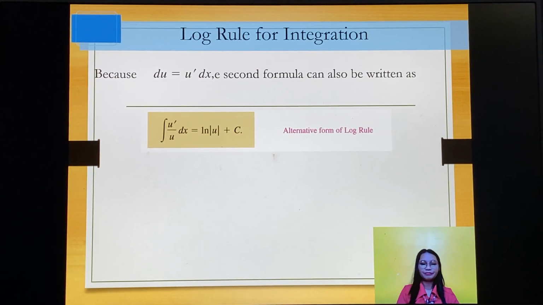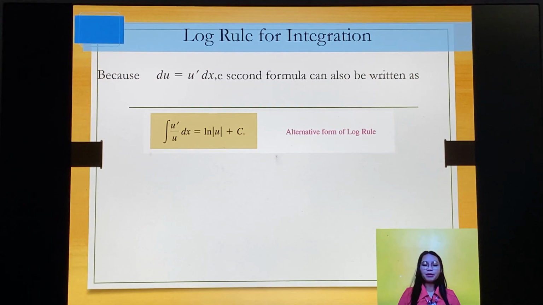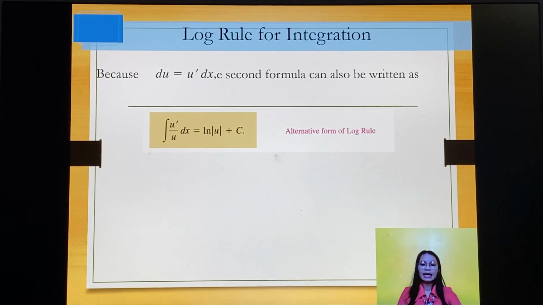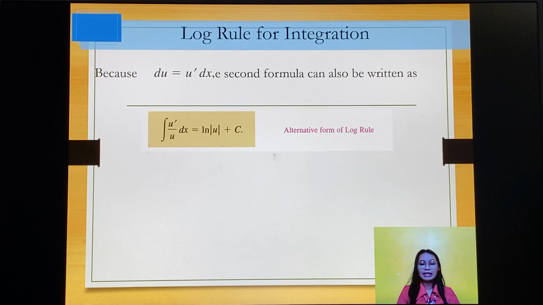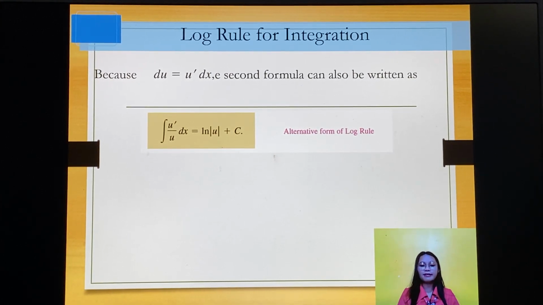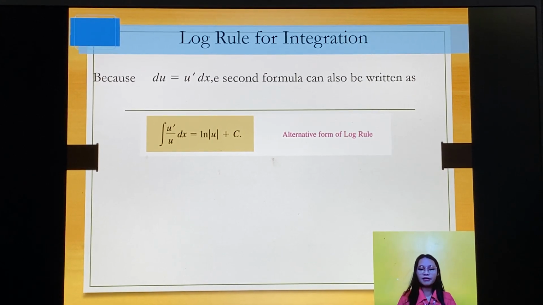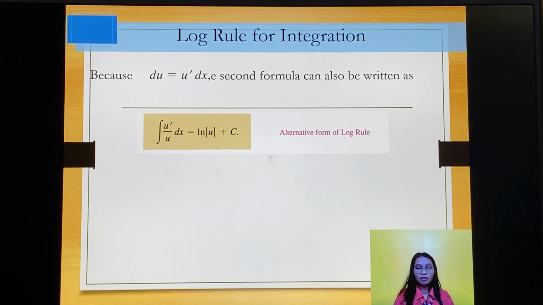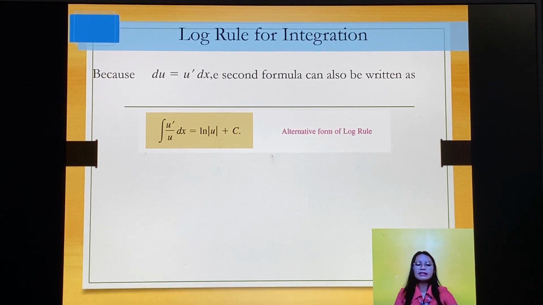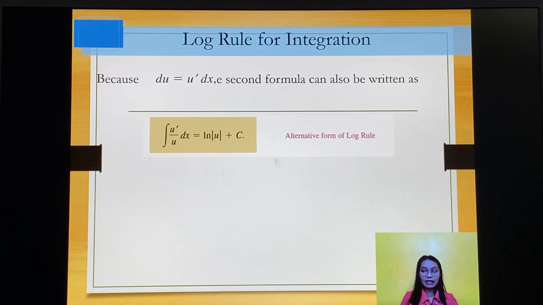To read this expression below, the integral symbol represents the process of integration, which involves finding the antiderivative of a given function. The fraction here, which is the derivative of u over u, represents the function that we are integrating. Here, the derivative of u represents the derivative of a function u with respect to x, and u represents the function itself, while the dx represents the differential of the variable of integration, which in this case is x.